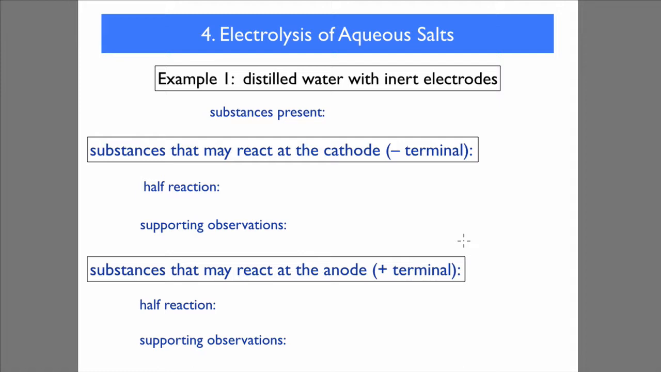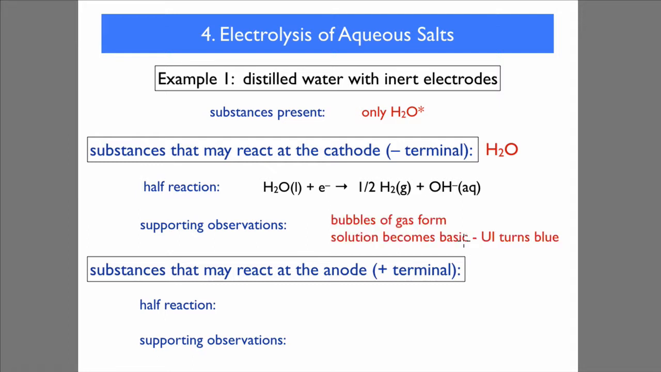Okay, electrolysis of aqueous salts. Let's have a look at some examples of electrolysis of aqueous salts. What about if we just have distilled water with inert electrodes? So just pure distilled water. The only substance present is water, H2O. So the substance that may react at the cathode would obviously be water. Half reaction, we've got water forming hydrogen gas and hydroxide ions. And we know the bubbles of gas form because of hydrogen, and the solution becomes basic, an indicator will turn blue.